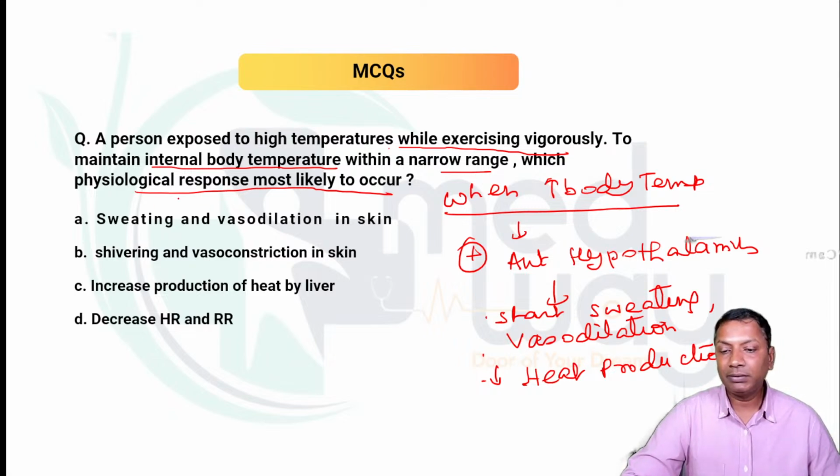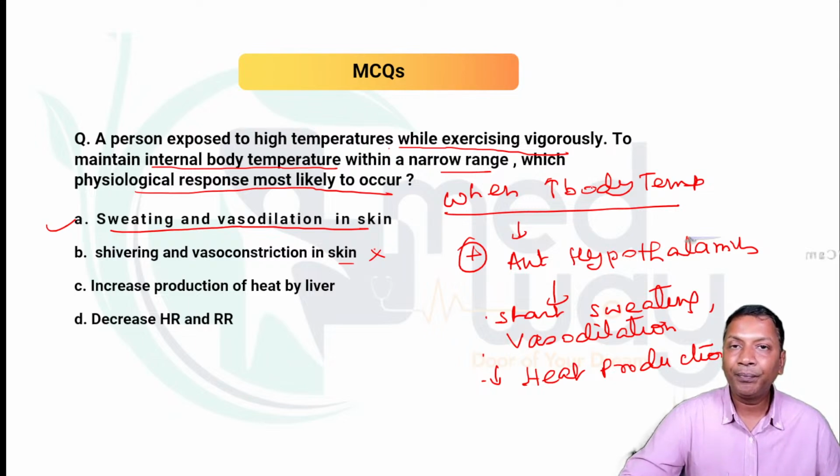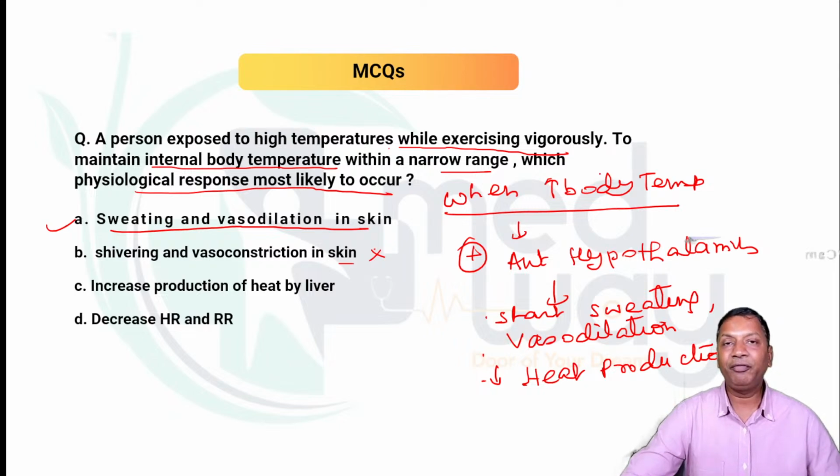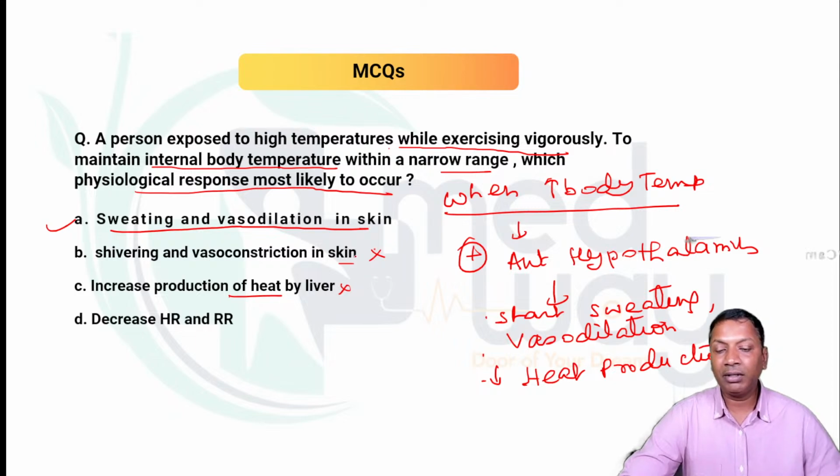So let us look at the options. Option A is sweating and vasodilation in the skin. This is the correct answer here. The shivering and vasoconstriction will start when there is a decrease in the body temperature, or it will happen in the winter when our body has to increase the body temperature. So the answer here is A, sweating and vasodilation in the skin. The increased heat production by the liver is wrong, because in the liver the heat production will go down.